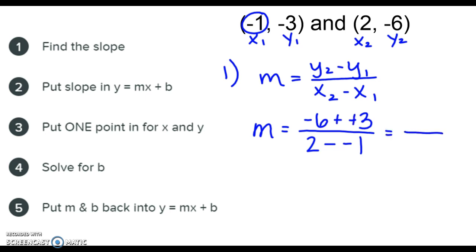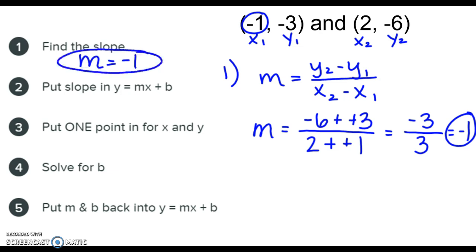I'm just going to solve and find my slope. I get -3 on top and +3 on the bottom, so we know that reduces to just -1. I would circle it, or write it below as m equals -1, so it's in a nice spot because you're going to need it in step number 5 at the end. Then step number 2 tells us we need to put the slope in for m. I found my slope to be -1, so I just plug that in for m, just like we did yesterday.